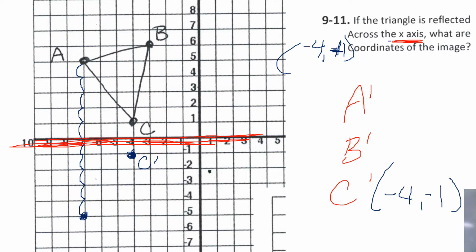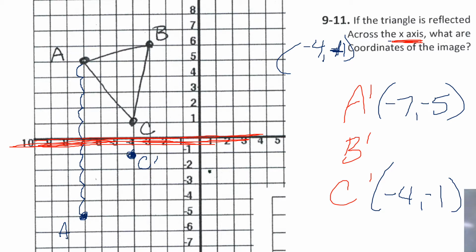A prime would end up way down here. What location is that? Go back to the origin. X is first, back, what is it, 7, and then down 5. So -7, -5.